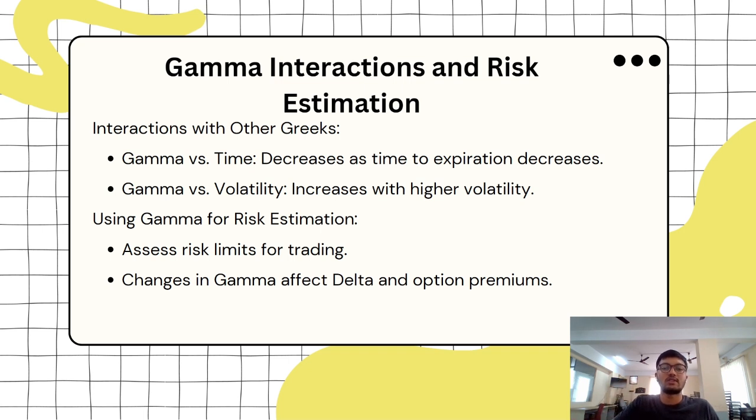Using gamma for risk estimation, it assesses the risk limits for trading. So a higher gamma will actually be riskier. That's why going for in the money would make much more sense now.